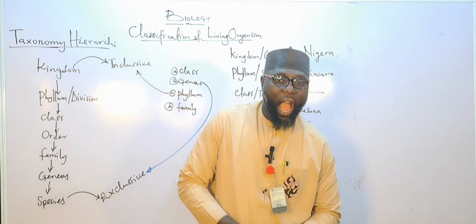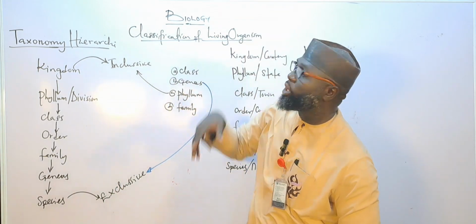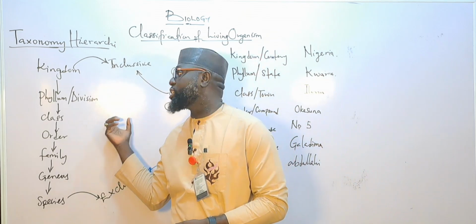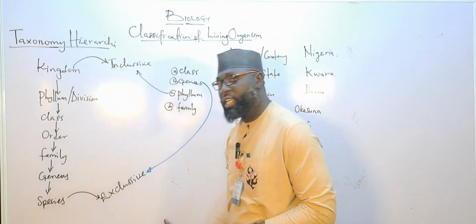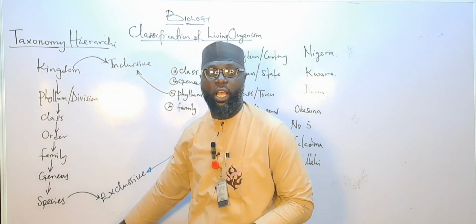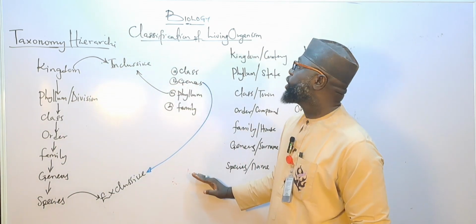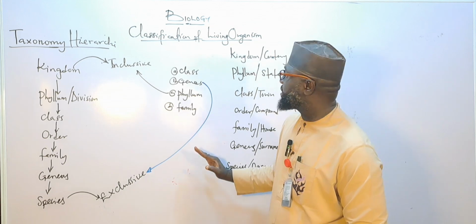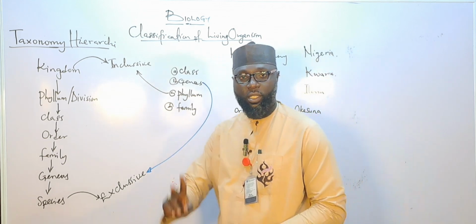So after that, we continued the work of Carolus Linnaeus. We bring about the taxonomy hierarchy, from kingdom to species. Kingdom is most inclusive, species most exclusive. So that is all about classification of living organisms. Till next class.